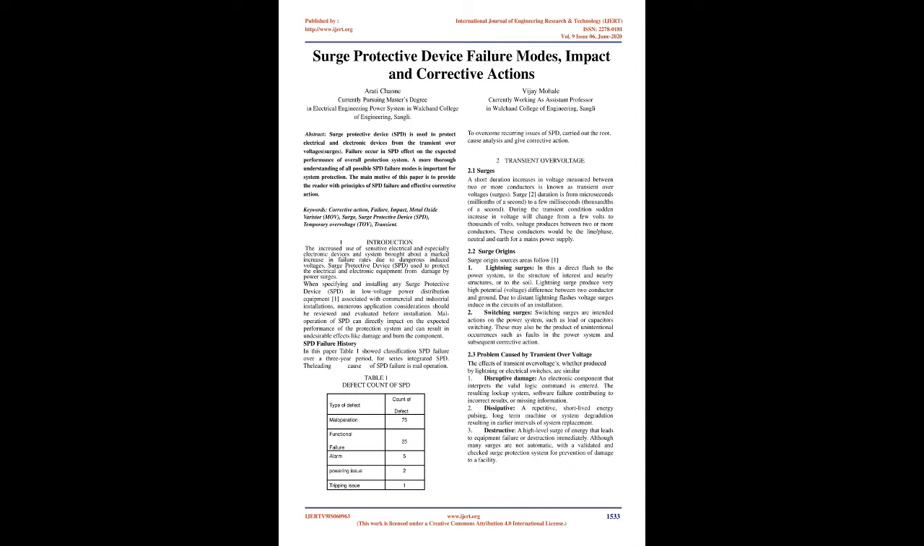SPD failure history. In this paper, Table 1 shows the classification of SPD failures over a 3-year period for series integrated SPDs. The leading cause of SPD failure is mal-operation.